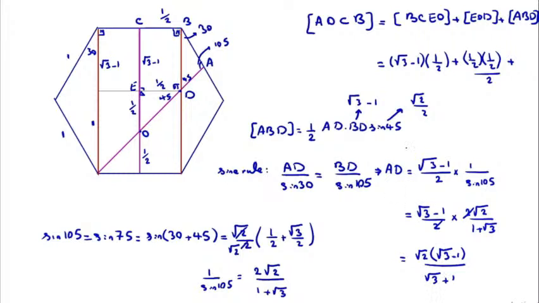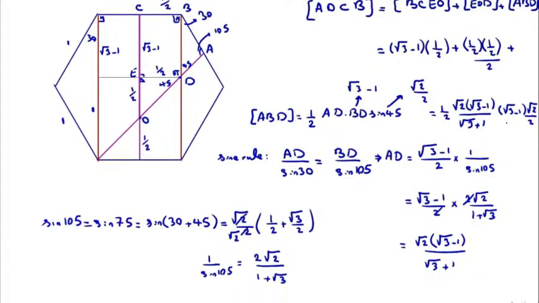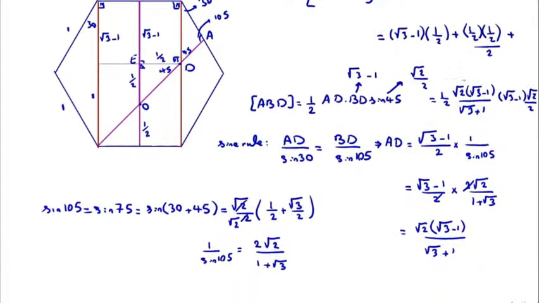So let's replace AD here. It will be 1 half, AD is root 2 times root 3 minus 1 over root 3 plus 1, BD is root 3 minus 1, and sine 45 is root 2 over 2. So let's simplify these cases here. We have root 2 again, divided by 2, it will be 2. And it will be root 3 minus 1 squared over 2 times root 3 plus 1.